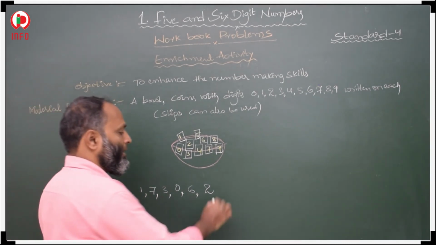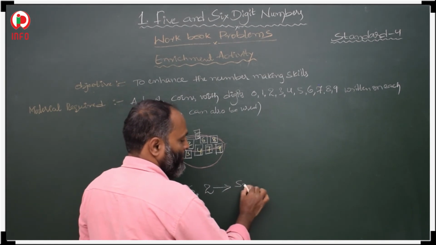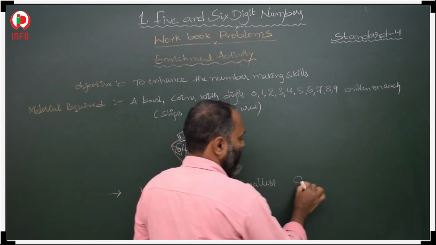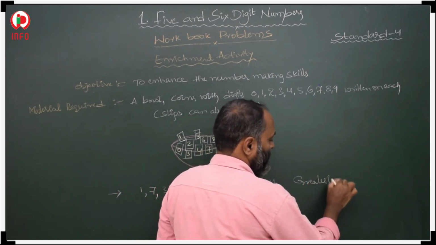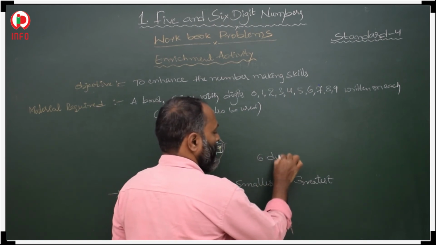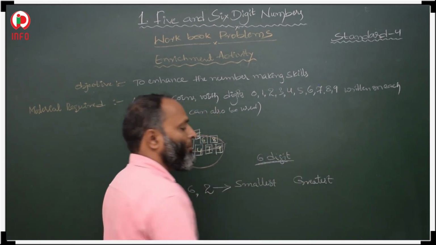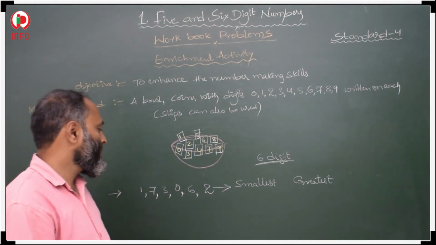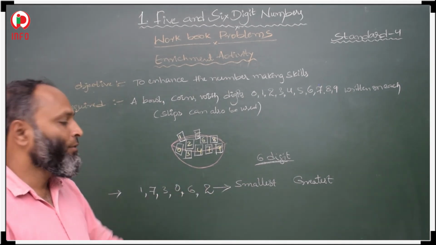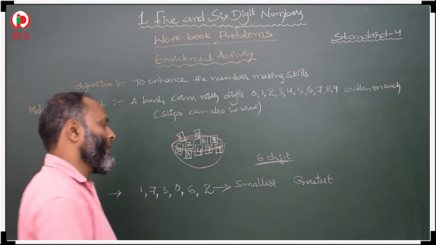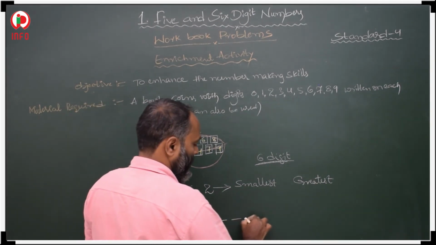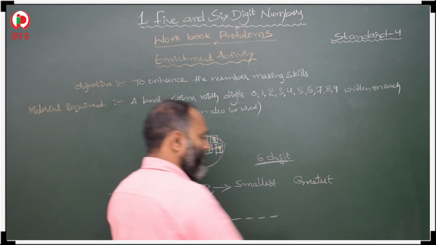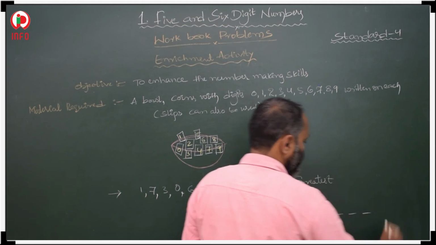I asked them, by using these digits, prepare the smallest number and the greatest number. Then how can you prepare them? Using these digits, the smallest 6 digit number and the greatest 6 digit number. How can we form them? How can you form the smallest number and how can you form the greater 6 digit number? First, second, third, fourth, fifth and sixth. 6 digits, and in the greater number also 6 digits.